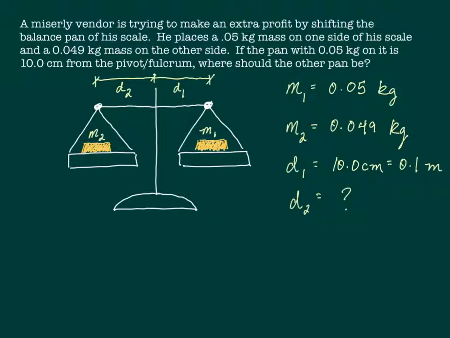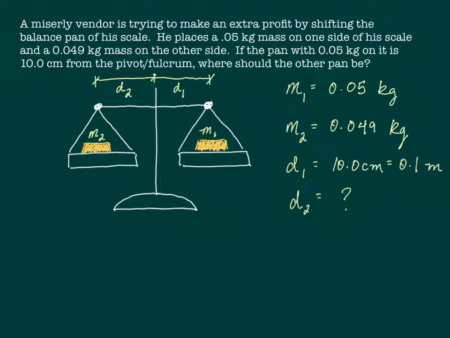So what do we have here? I have all the givens listed. I have my beautiful picture here, which again I encourage you all to draw pictures in these physics problems. It makes life so much simpler, so much easier. Mass 1 is the bigger mass, the 0.05 kilogram mass. Mass 2 is the 0.049 kilogram mass, and distance 1 is 10 centimeters. Remember, we have to convert that into meters, so it's 0.1 meters. And our job is to find distance 2, this distance over here, where the 0.049 kilogram mass is.